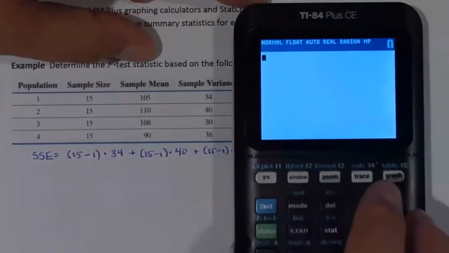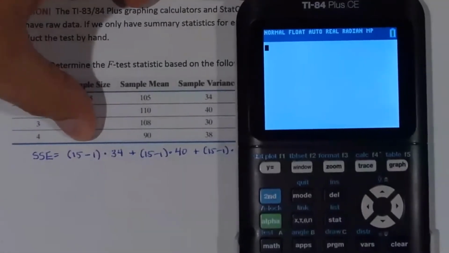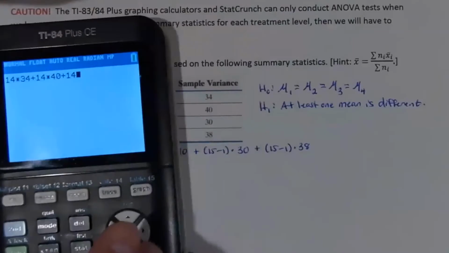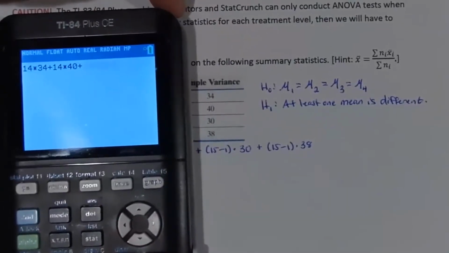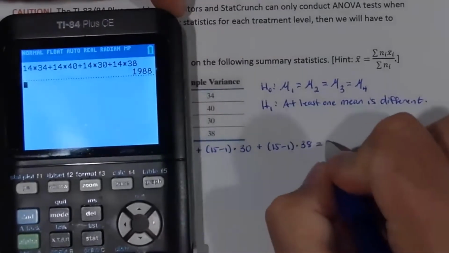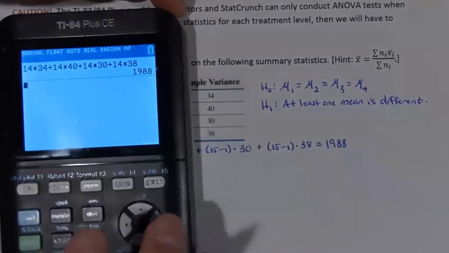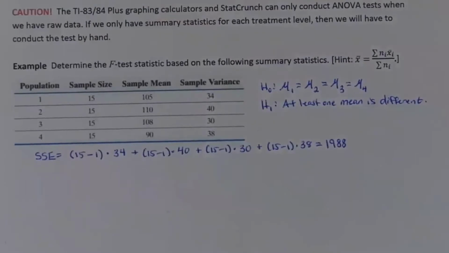So if I bring in my calculator here, now I'm going to, instead of typing 15 minus 1, just say that's 14 times 34 plus 14 times 40 plus 14 times 30 plus 14 times 38. So that is 1,988. That is the sum of the squares due to error.